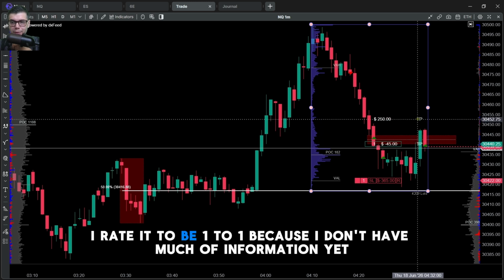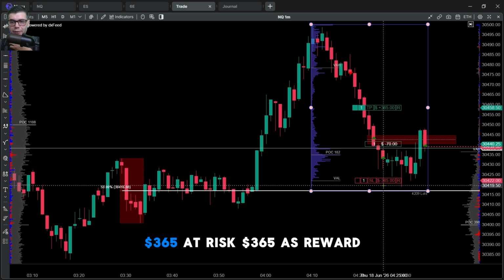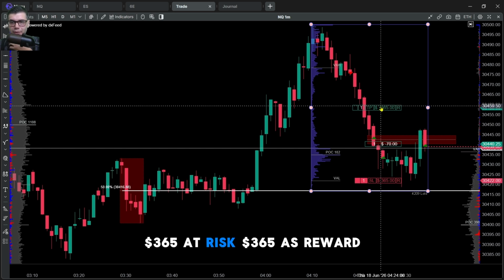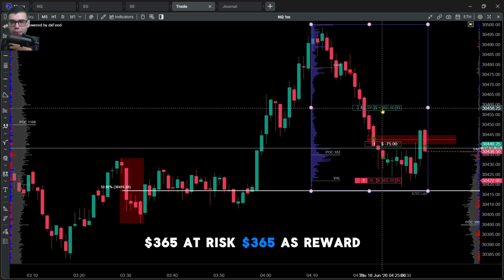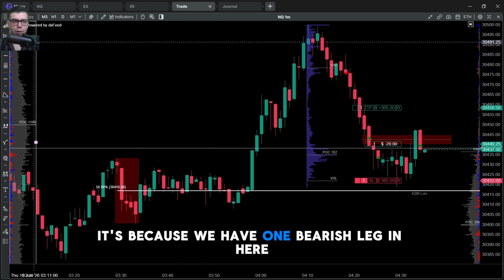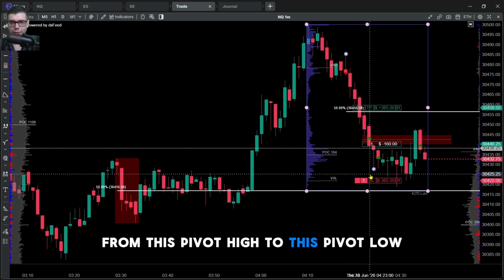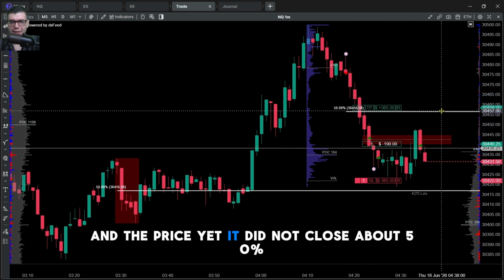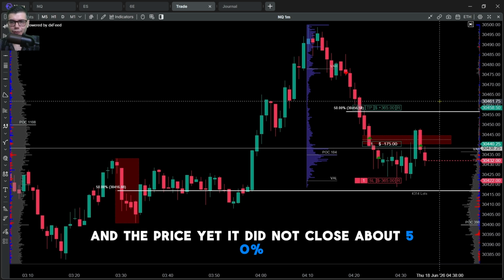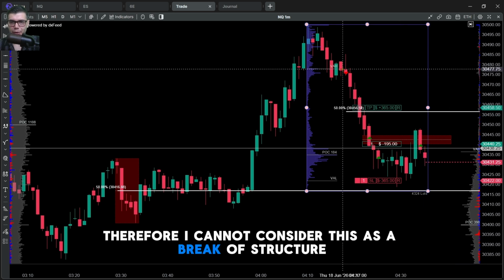TP, I set it to be 1-to-1 because I don't have much information yet. $365 at risk, $365 as reward. The reason the risk to reward on this trade is set to 1-to-1 is because we have one bearish leg in here from this pivot high to this pivot low, and the price yet did not close above 50%. Therefore, I cannot consider this as a break of structure.